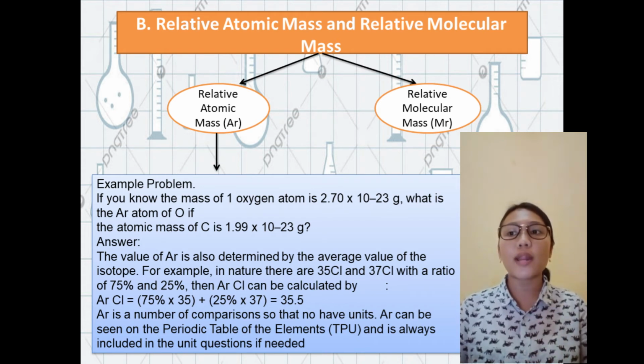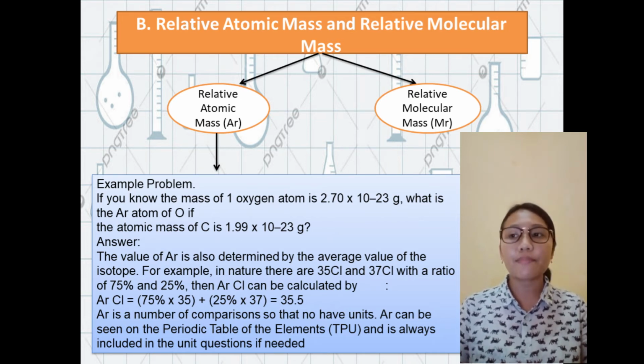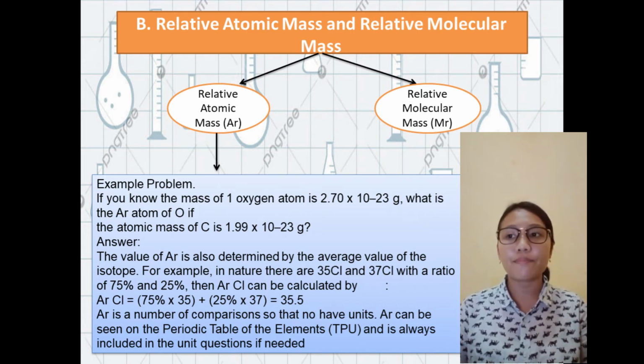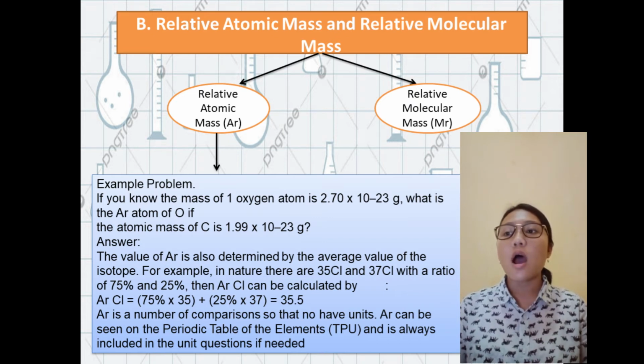2. The mass of one atom O is 2.7 × 10^-23 g. 3. The mass of one atom C is 1.99 × 10^-23 g. From the data above, it can be seen that the mass of one atom is very small. Experts agreed to use the atomic mass unit or AMU, also called the Dalton unit.